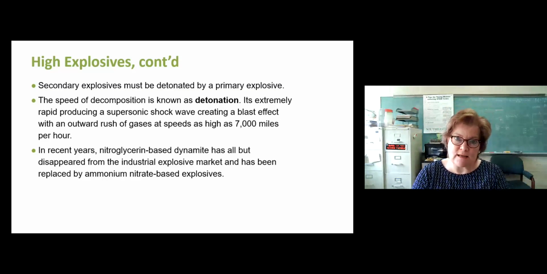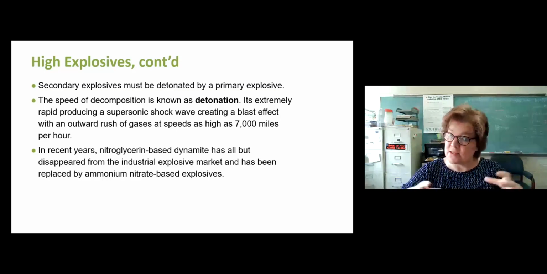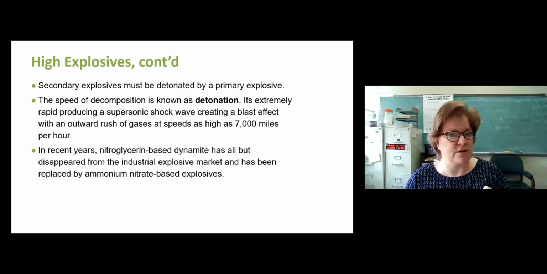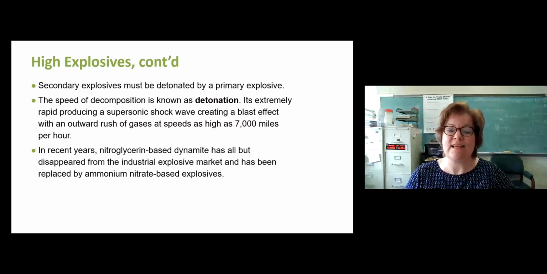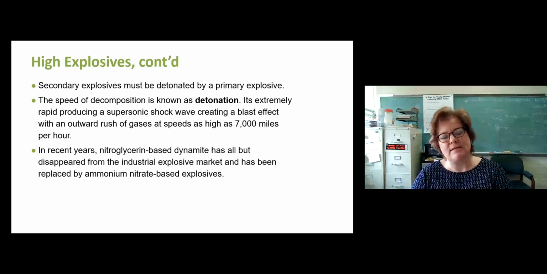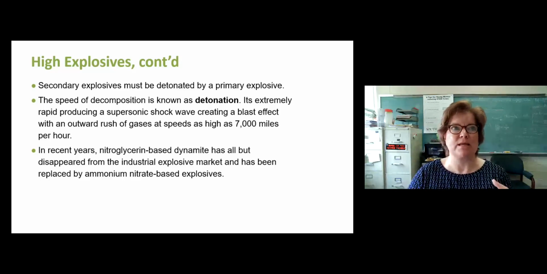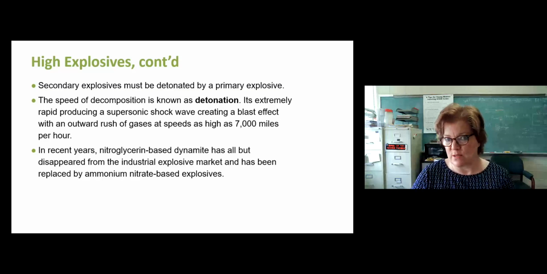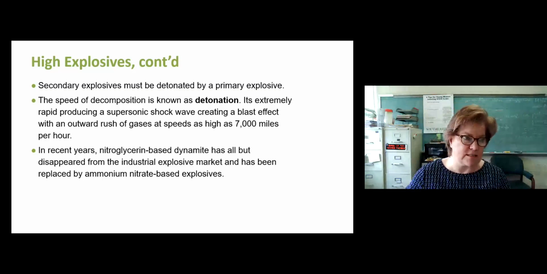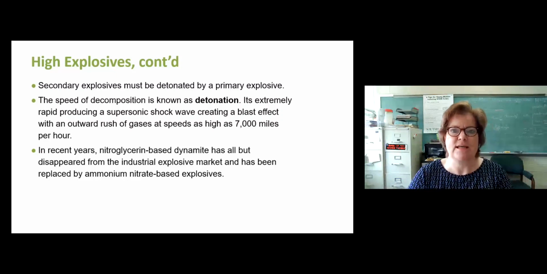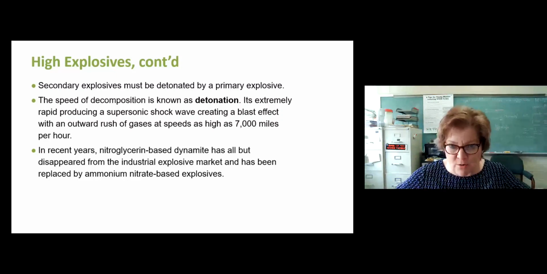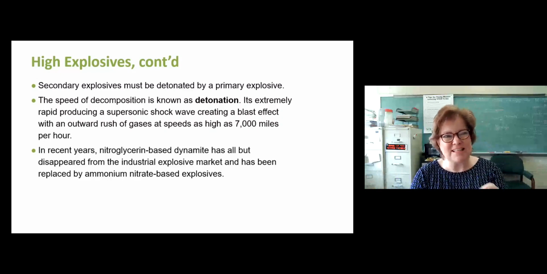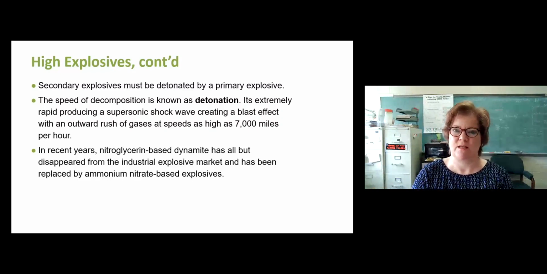The speed of how quickly it decomposes and builds up that gas is now not called deflagration. That's only used for low explosives. It's called detonation. Because it builds up quickly enough, it can go faster than the speed of sound, and that means it can create a shock wave. So it doesn't need the container walls to press out. Instead, it can create a shock wave, which then carries that blast. So there's a slightly different detail to its mechanism.